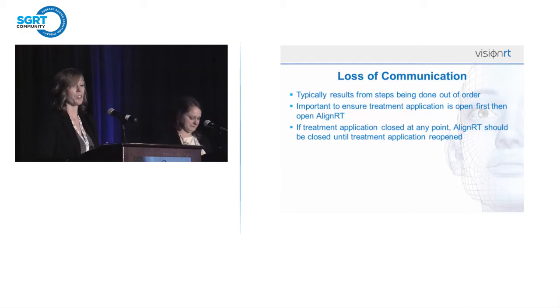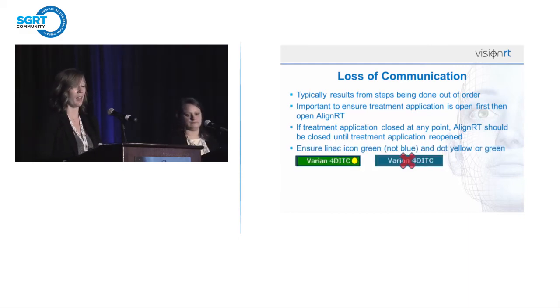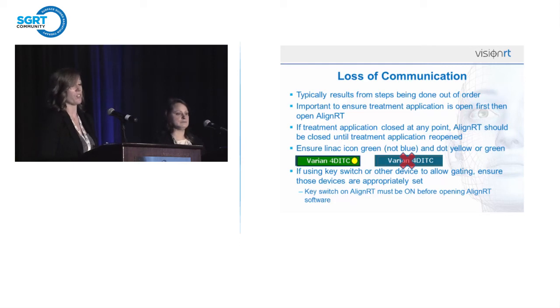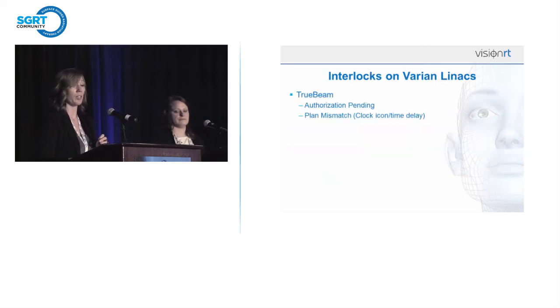We want to make sure we see that LINAC icon in green, not in blue, and that dot yellow or green to make sure we have that connection established. If you're a customer that has a key switch or other device to allow gating, you want to make sure those devices are properly set first, so the key switch to on before opening the AlignRT software. On the Varian LINACs, on a TrueBeam, we can see 2 interlocks, authorization pending or a plan mismatch. And on the C-Series, we see ADI auth and CDOS.